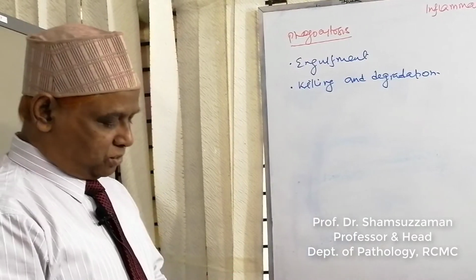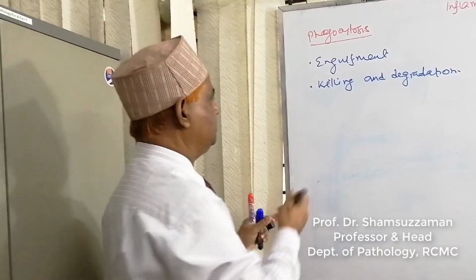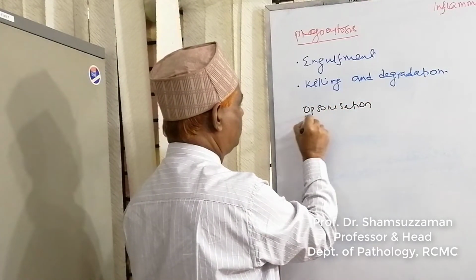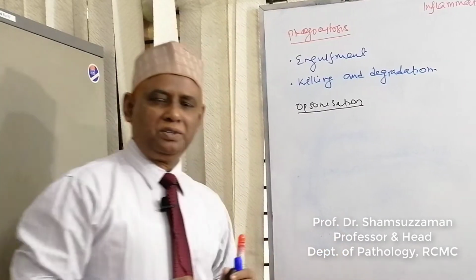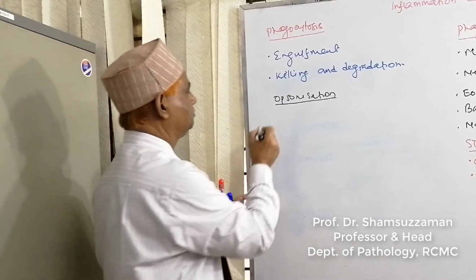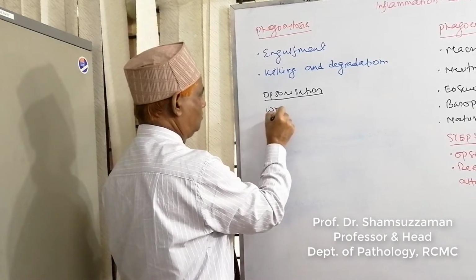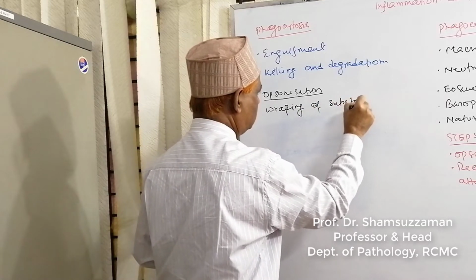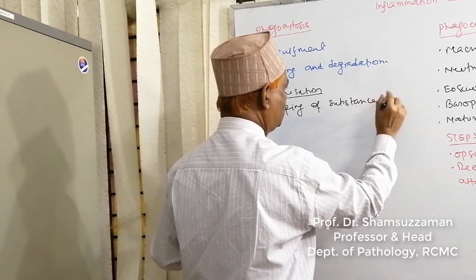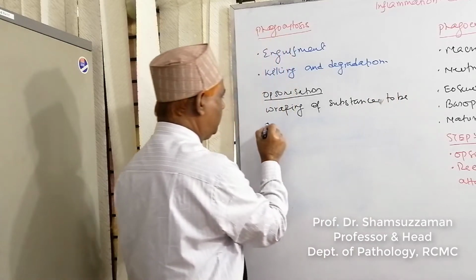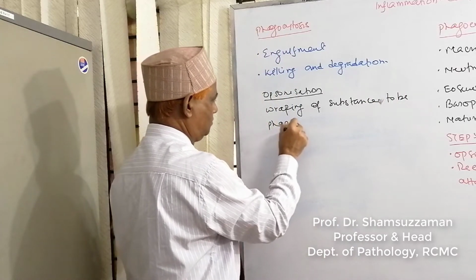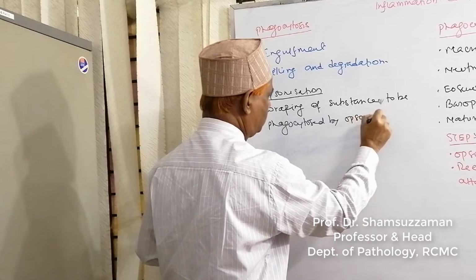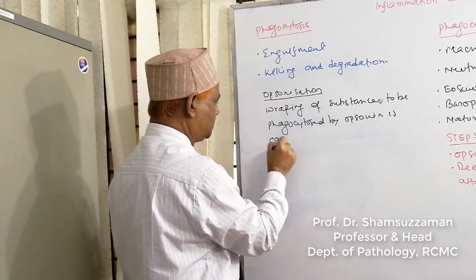Now come to opsonization. What do you mean by opsonization? Opsonization means wrapping of substance to be phagocytosed by opsonin is called opsonization.